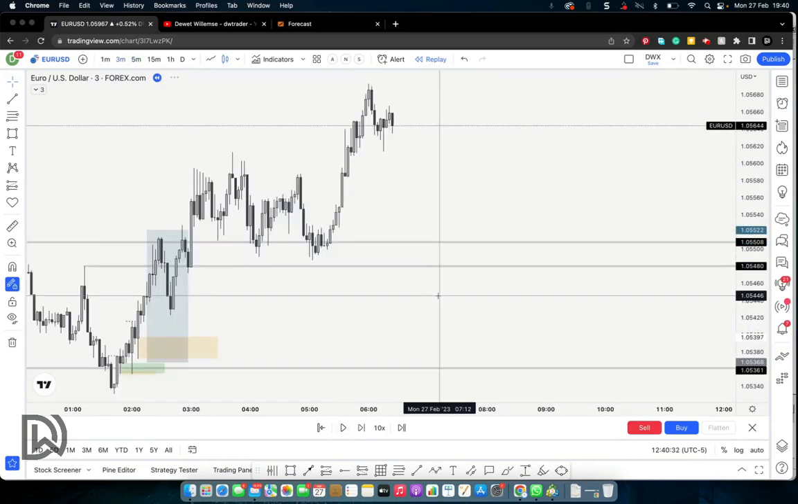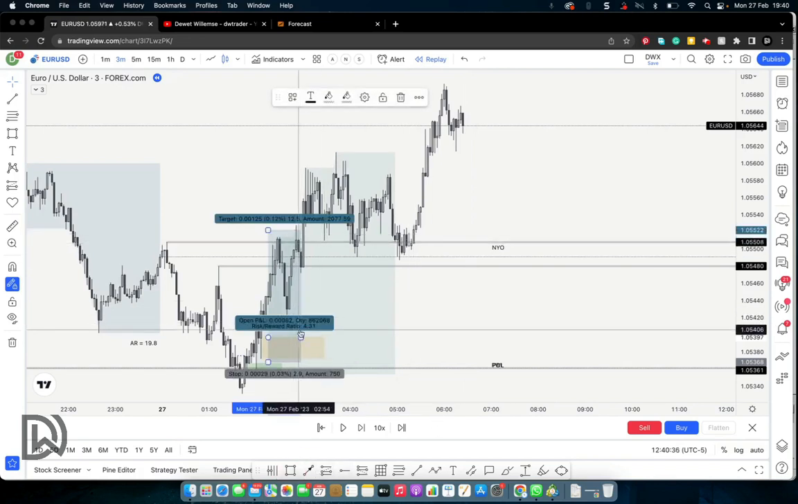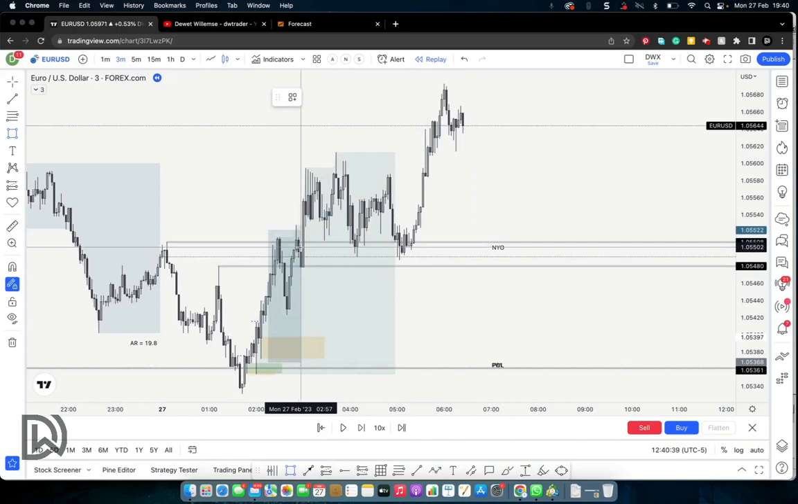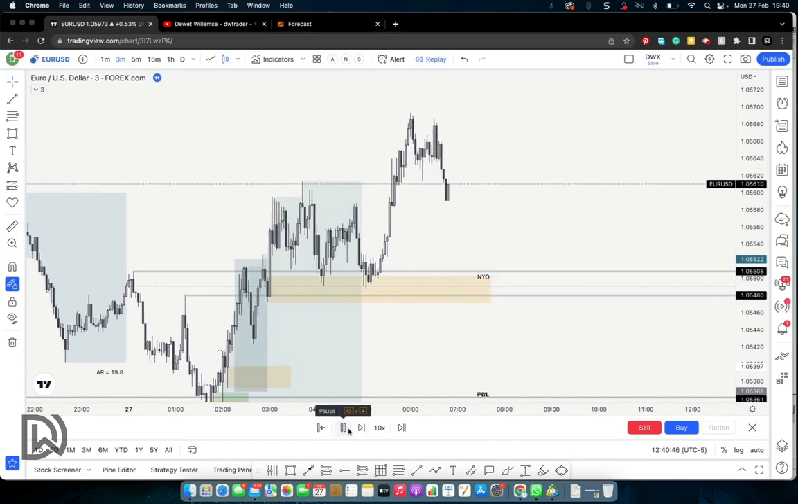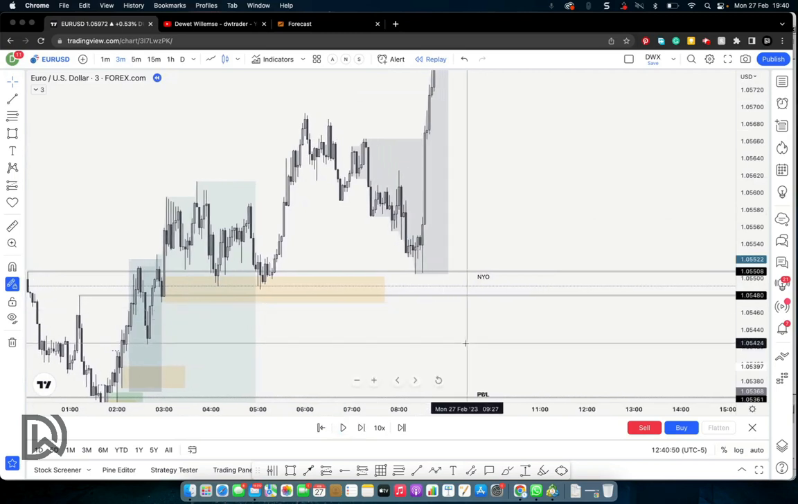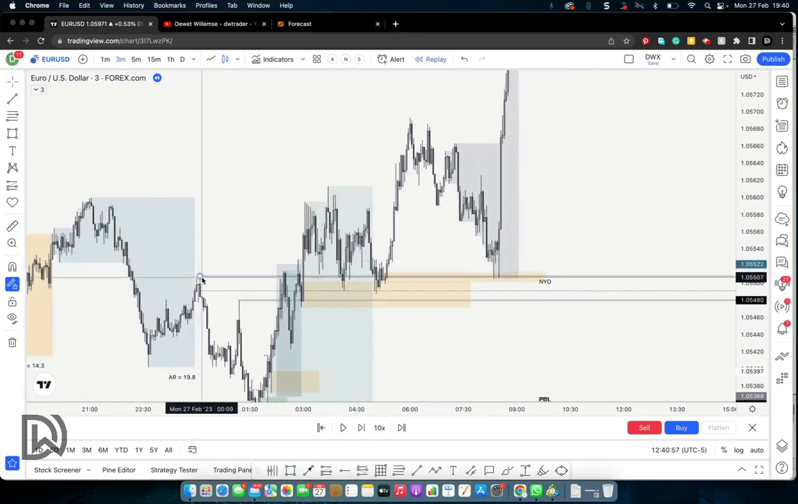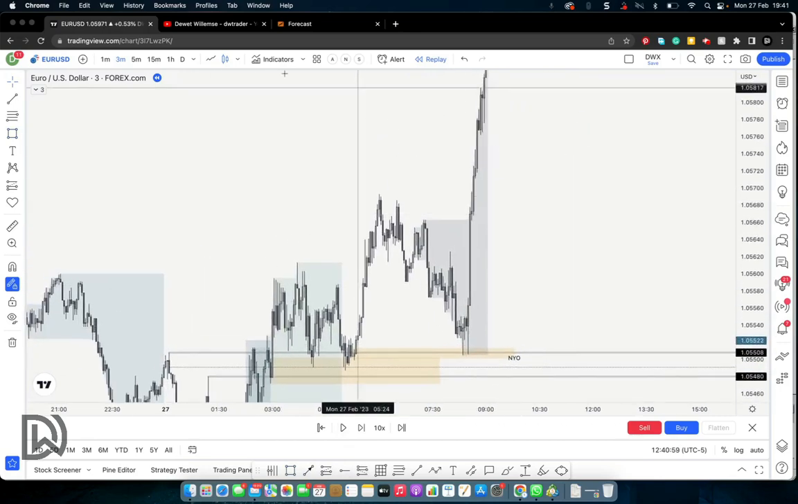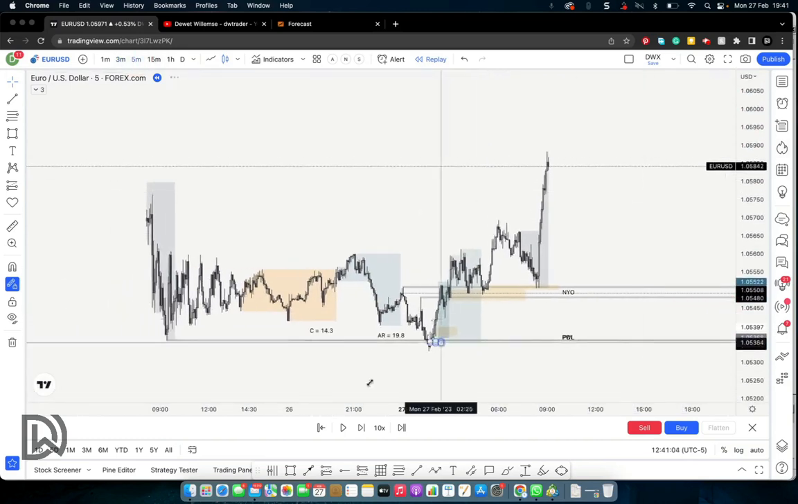Going on to the 3 minute, you can see where the 3 minute reacted off of this little zone, stayed in it, came back to it, and then exploded towards the upside. So there were some really nice opportunities right over there. Price came back down into it, respecting that previous high, and then we see the expansion during the New York session towards the upside.